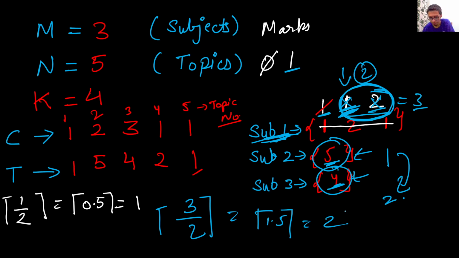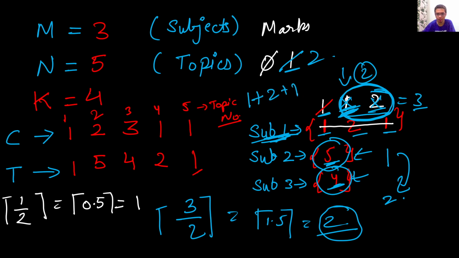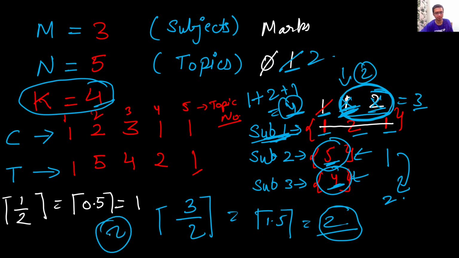So now the total number of marks that we have got till this moment is 2, right? Now, what is the time that we have covered till this moment? We have covered 1, 2, and 1, right? So we have covered 1 plus 2 plus 1, which is 4, right? So we already have covered 4 hours of time, and we only had 4 hours of time, right? So at this moment, we would simply stop, and this 2 would be our answer.